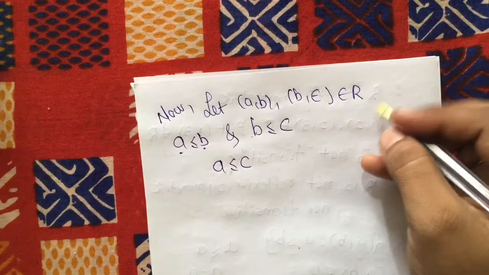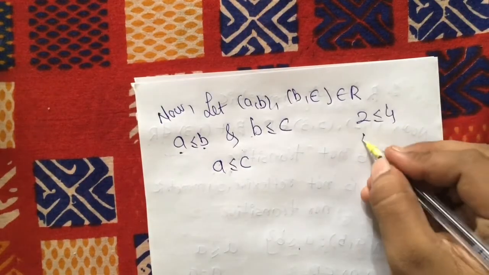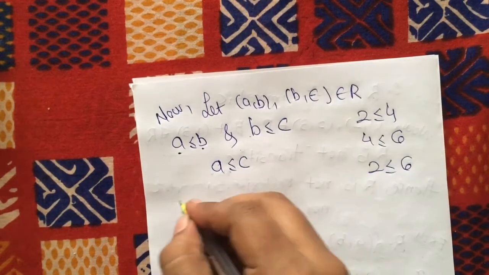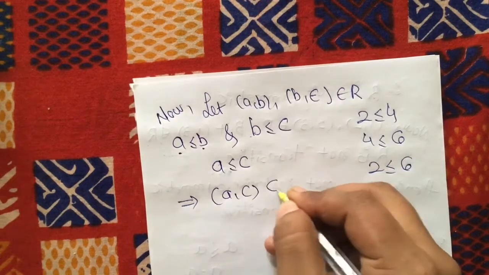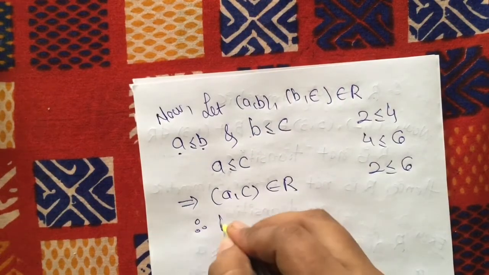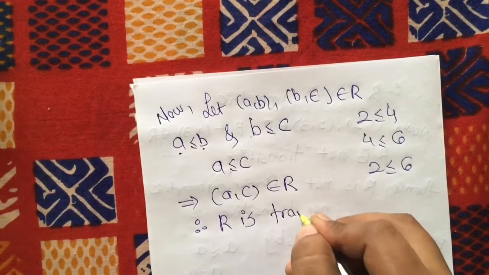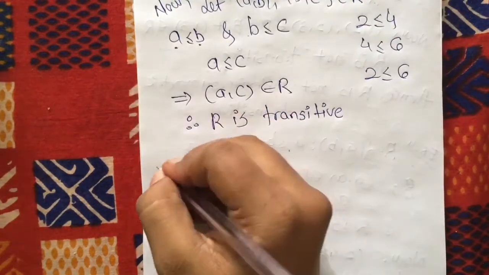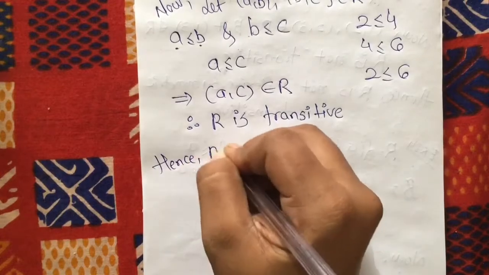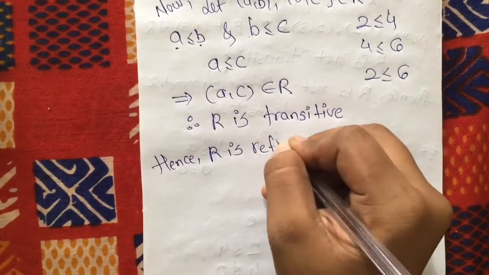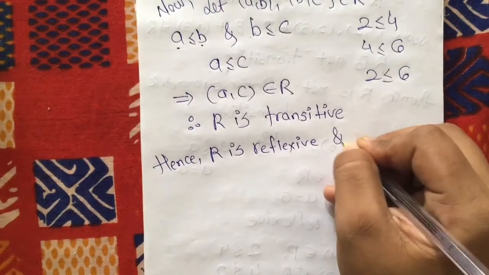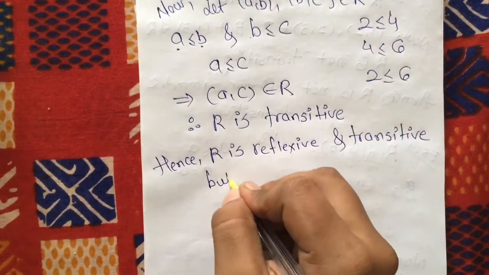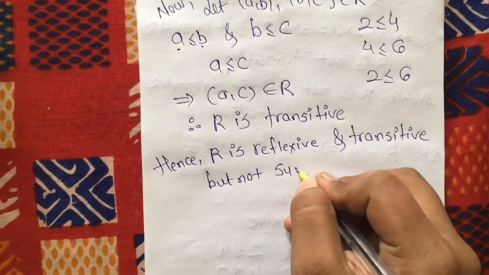Obvious, because देखो 2 is less than or equal to 4, but 4 is less than or equal to 6. So obviously 2 is less than or equal to 6. This is the logic, which implies (a, c) belongs to R. Therefore, R is transitive. So, hence, R is reflexive and transitive, but not symmetric.